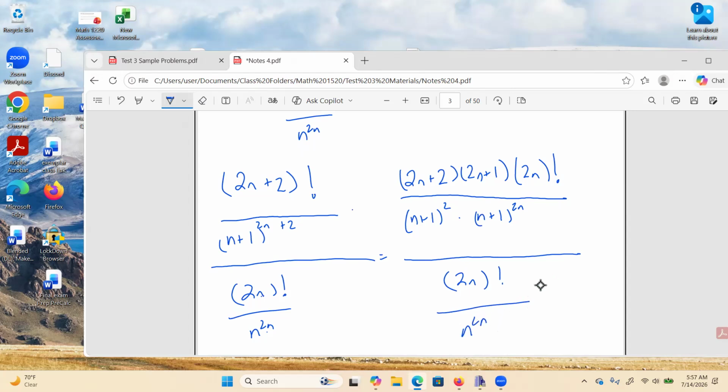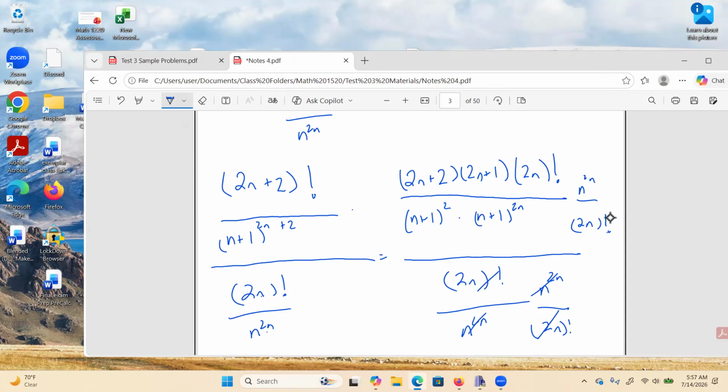Okay. Now I think I'm ready to invert and multiply in order to get rid of this complex fraction, because this is something kind of scary here. So we have an n to the 2n up here divided by a (2n)!. Here we have an n to the 2n up here, and we have a (2n)! here. The whole point of inverting and multiplying is it gets rid of the complex fraction. So thank goodness for that.